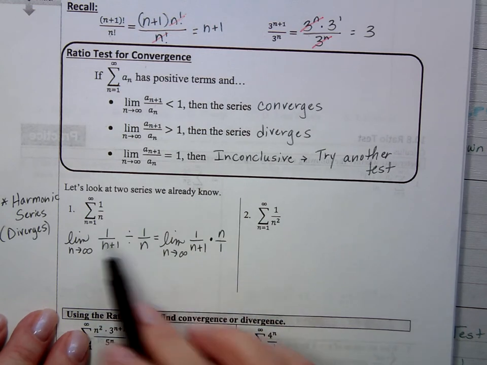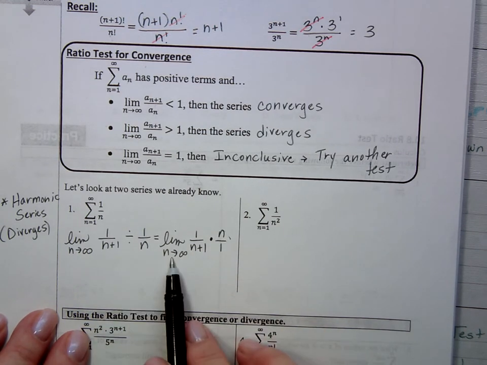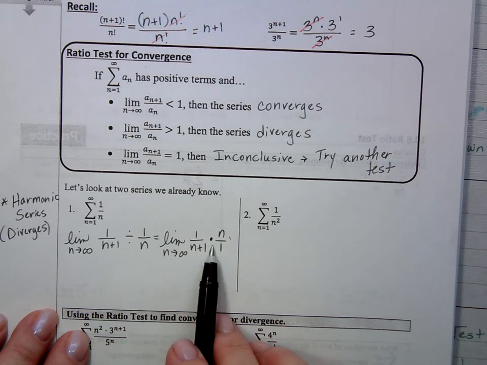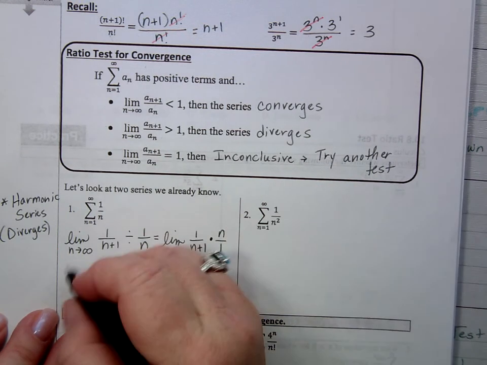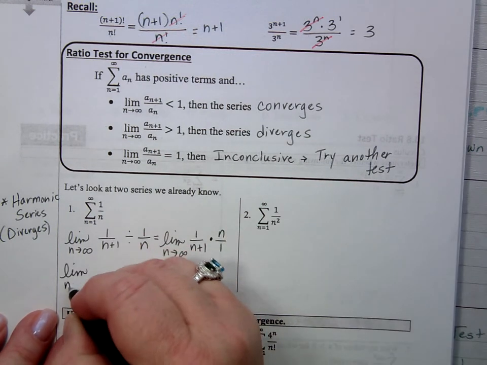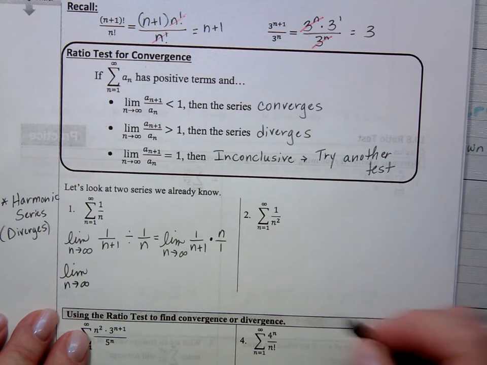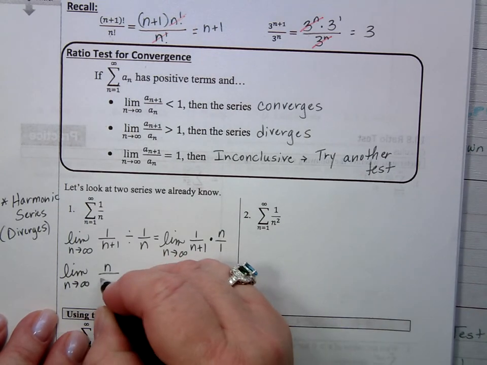Now, I'm not going to show you the long way this time around, and eventually we're going to eliminate this beginning step and go right to this step when you get more comfortable with it. All right, so let's do this limit as n approaches infinity, and it's going to be n over n plus 1.